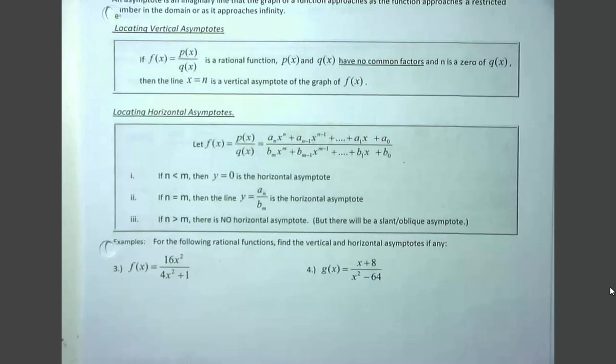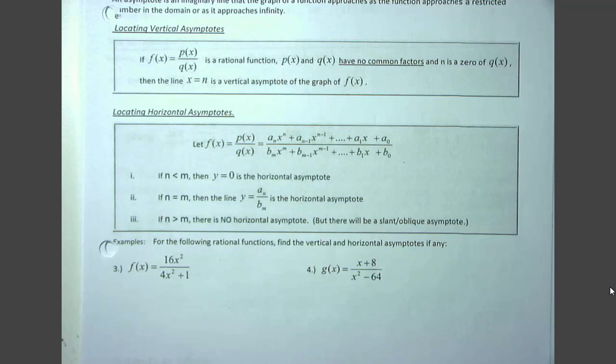Locating horizontal asymptotes. Again, stolen right out of your textbook here. Let f of x be equal to p of x over q of x, where p of x is a sub n, x to the n plus a sub n minus 1, x to the n minus 1, plus dot, dot, dot, all the way down to a sub 0. Q of x is equal to b sub m, x to the m plus b sub m minus 1, x to the m minus 1, plus dot, dot, dot, all the way down to b sub 0. Now, the theorem says this. If n is less than m, then y equals 0 is the horizontal asymptote.